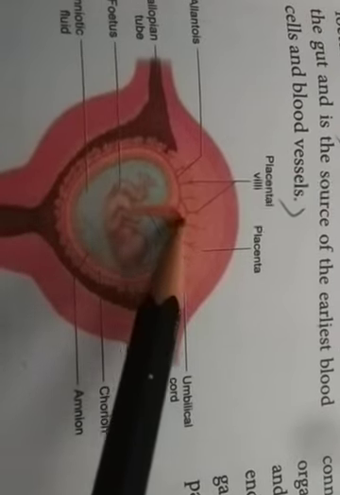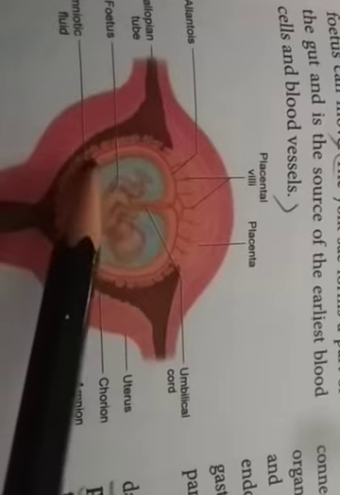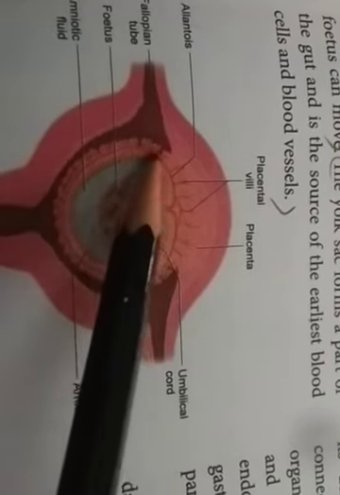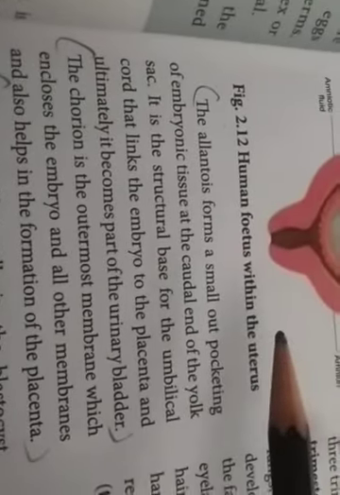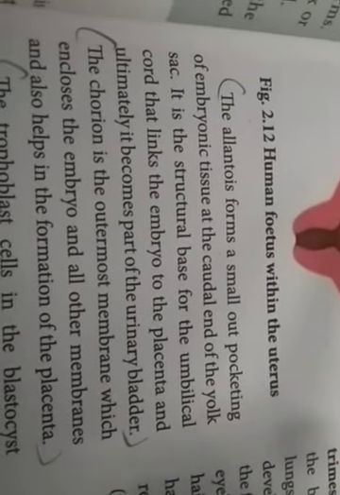The allantois has produced a structure like a pocket. It is an out-pocketing. It can be formed from the caudal end of the yolk sac. From the last end of the yolk sac, a small pocket-like structure of embryonic tissues is known as the allantois.